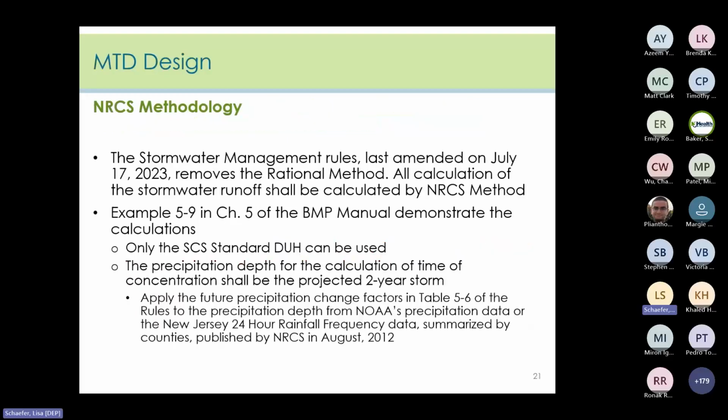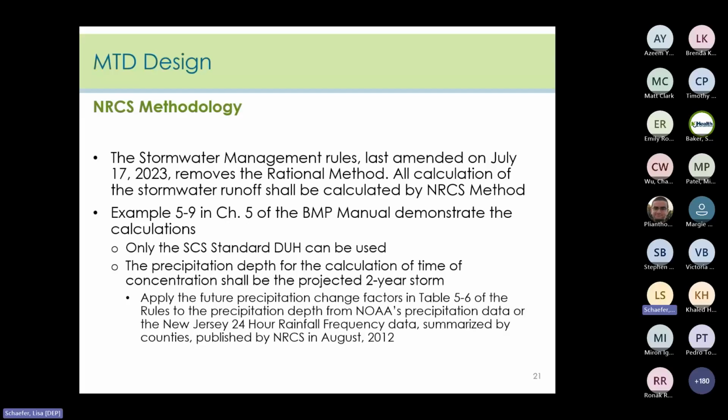Okay, moving on. So MTDs are no longer sized using the rational method. The rules that were amended in July of 2023 specified that the NRCS methodology shall be used. So that's it. No more rational method. All right, example 5-9 in chapter 5 of the BMP manual demonstrates the necessary calculation.